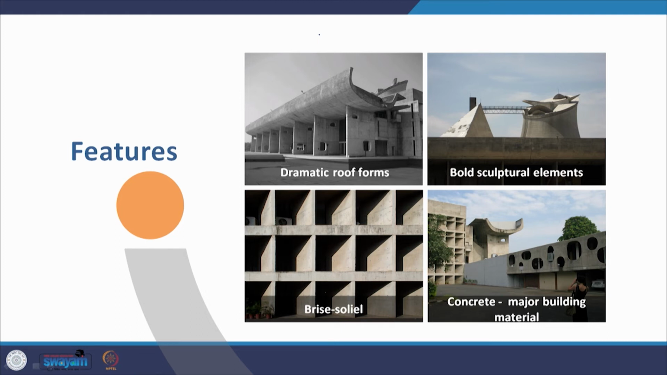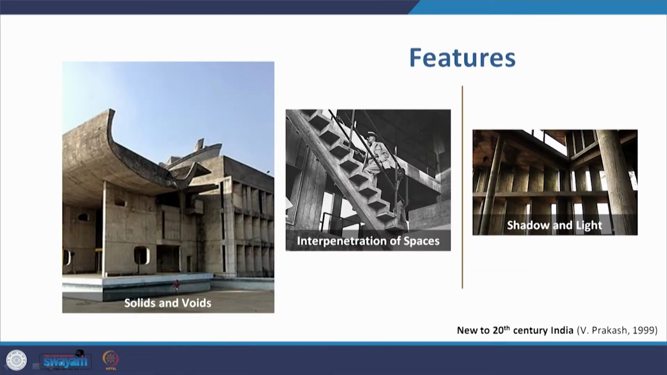Then there are the features, which are the dramatic roof forms. There are the bold sculptural elements on top of the assembly building, the brise soleil and concrete, which is a major building material. Some of the features, like I said, again respond to monumentality. Then there are the solids and voids, the play of the voids with the solids. Then there is the interpenetration of spaces and the exposed RCC, and then we have the shadow of light, shadow and light in the Tower of Shadows.